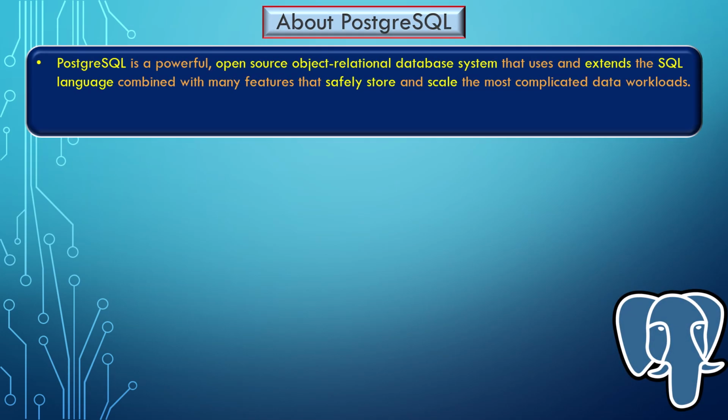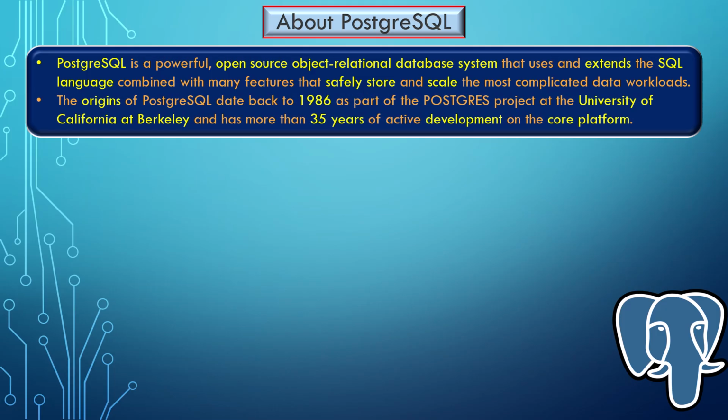PostgreSQL is a powerful open-source object relational database system that uses and extends the SQL language combined with many features that safely store and scale the most complicated data workloads. The origins of PostgreSQL date back to 1986 as part of the Postgres project at the University of California at Berkeley, and has more than 35 years of active development on the core platform.